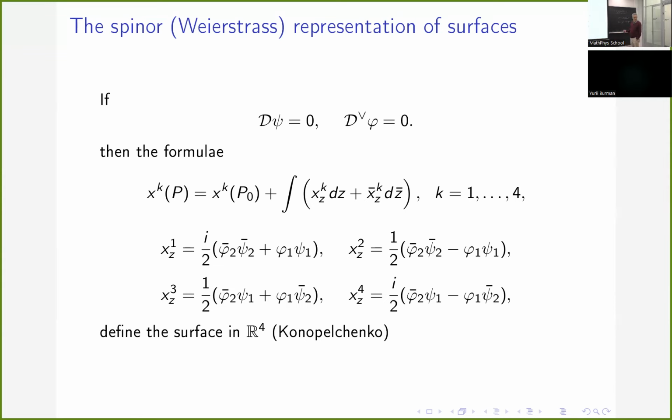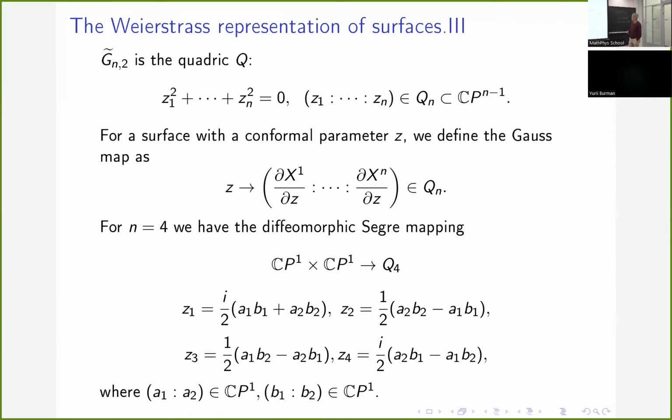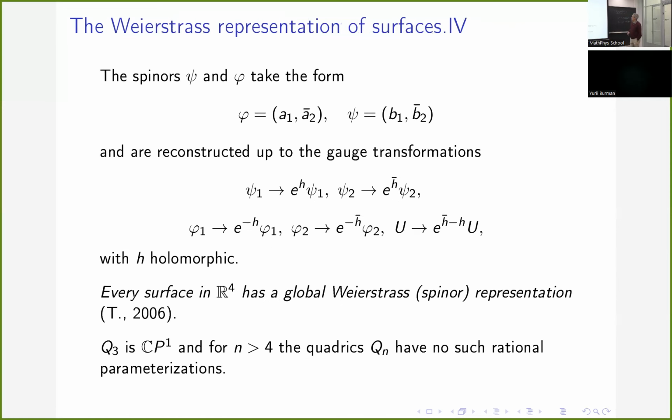So this Gauss map defines the surfaces up to translation. This is translation. So this is very general: every phi and psi reconstructs a surface up to gauge transformation, and every surface has a global representation.